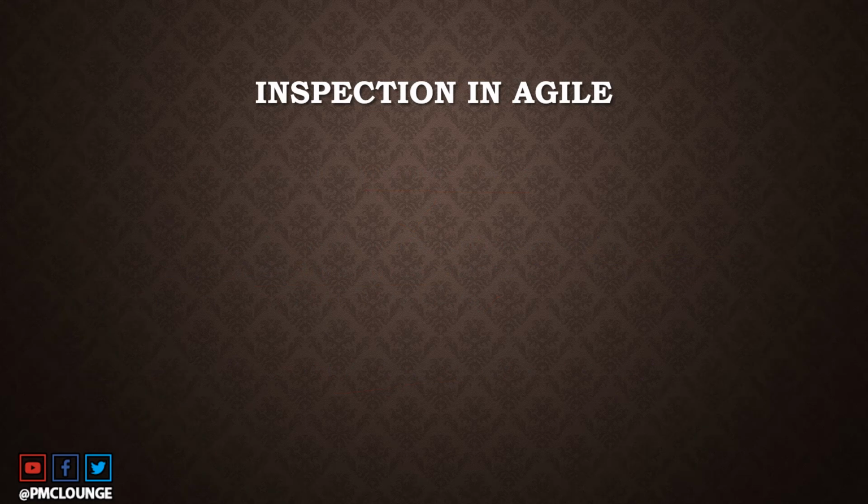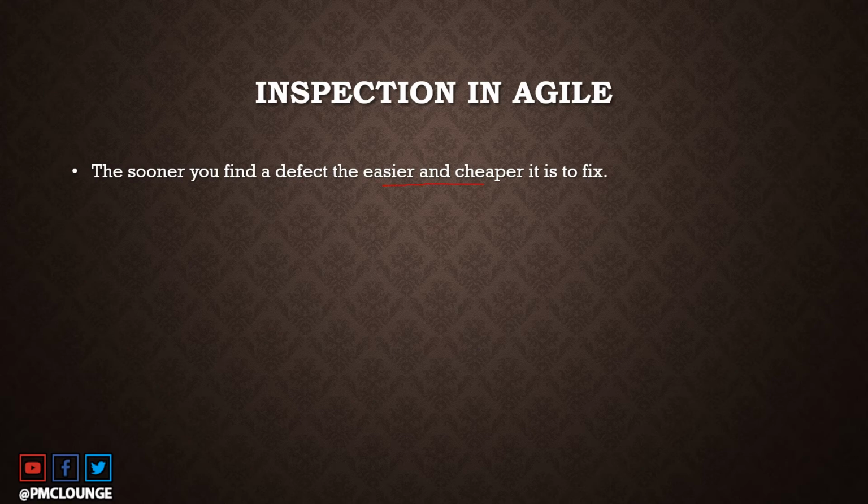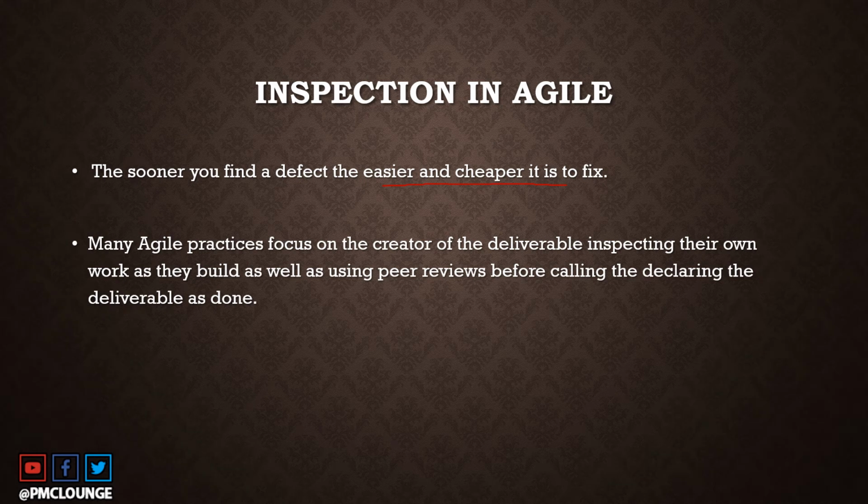Inspection is actually an important concept when it comes to Agile. The sooner you find a defect, the easier and cheaper it is going to be to fix that defect. Now, many Agile practices focus on the creator of the deliverable inspecting their own work. So you don't need a separate testing department. What you need is a team that creates the deliverable and inspects it as well, tests their own work as well. Now they can also make use of peer reviews.